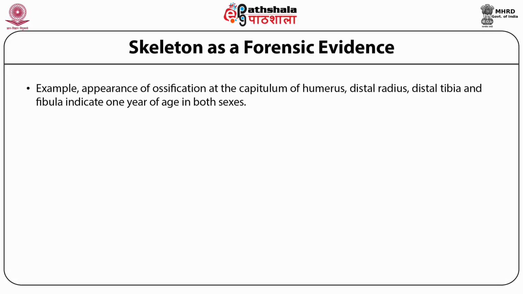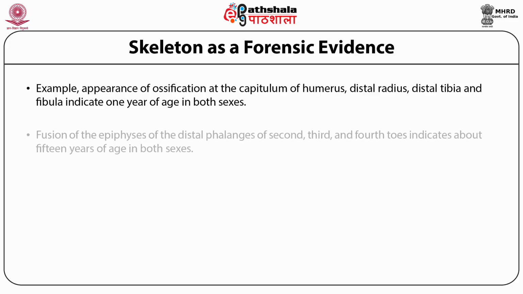For example, appearance of ossification at the capitulum of humerus, distal radius, distal tibia and fibula indicate 1 year of age in both sexes. At about 21 years of age, ossification appears at the medial end of clavicle in both sexes. Fusion of epiphyses of great tubercle of the head of humerus indicates about 4 years of age in female and about 5 years of age in male.